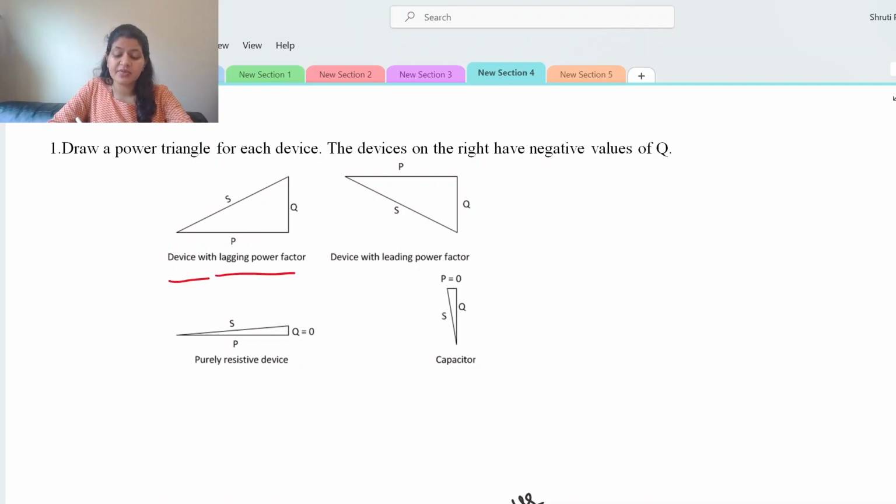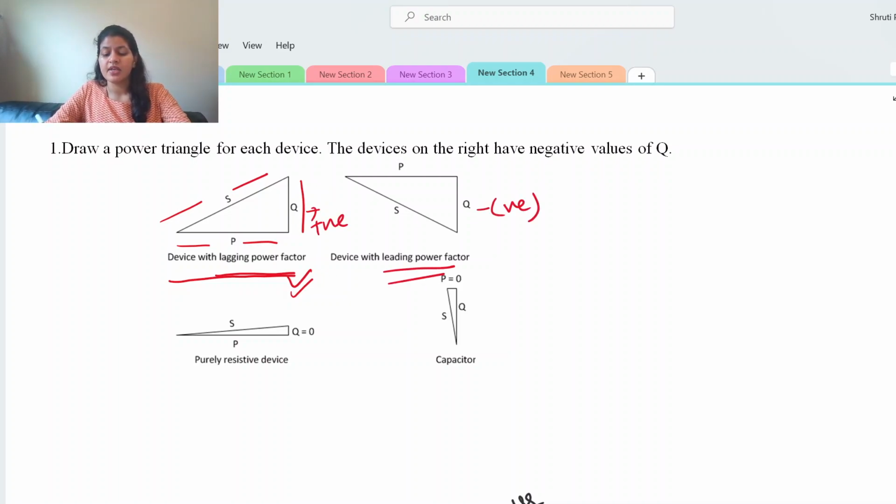So it is that device with lagging power factor. It has a P component, a Q component, and an S component. You can see that in lagging power factor, the Q is positive, and in leading power factor, the Q is negative. So what is this lagging power factor?